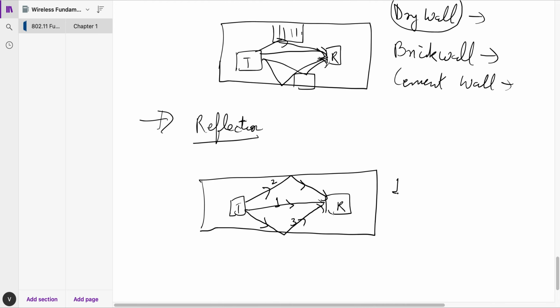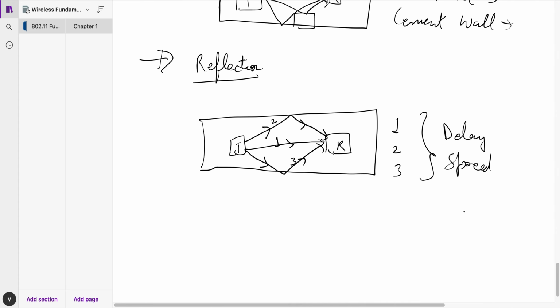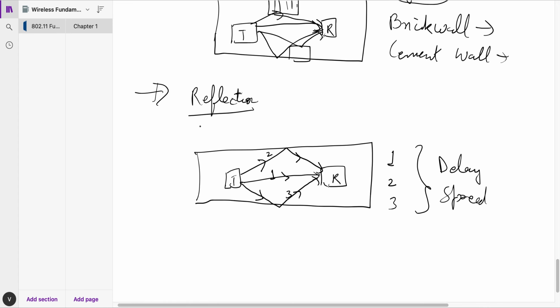Now, wave number one, wave number two, and wave number three will all reach the receiver at different times, right? There might be a slight delay of milliseconds. That delay is called delay spread. That delay between these three waves is called delay spread. We will discuss more about this in multipath, where I'll explain the cause of reflection and how it can be beneficial, how it can be destructive to our RF signal. But that is the third characteristic or behavior of a radio signal.